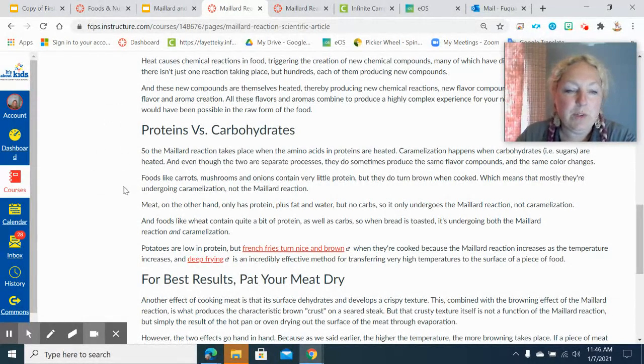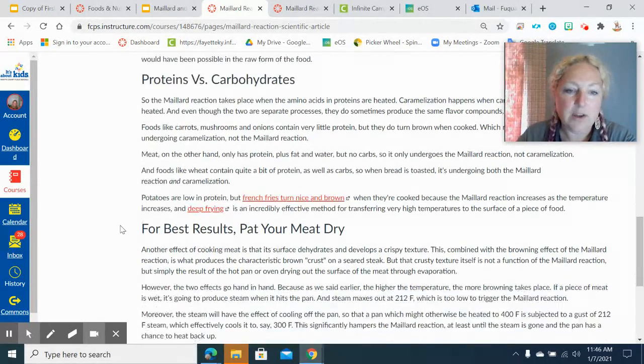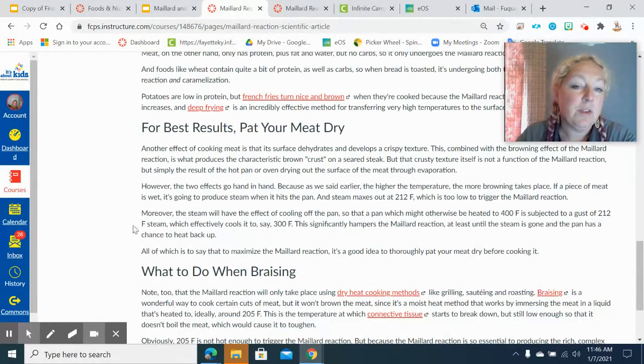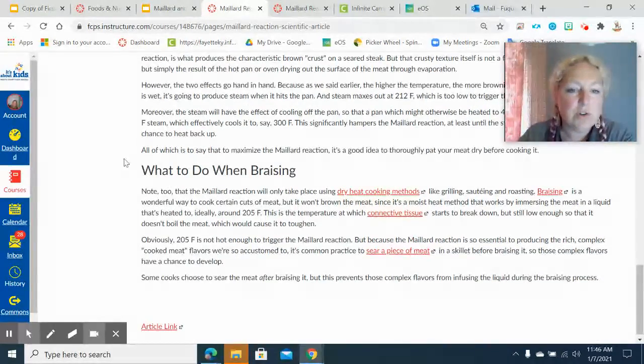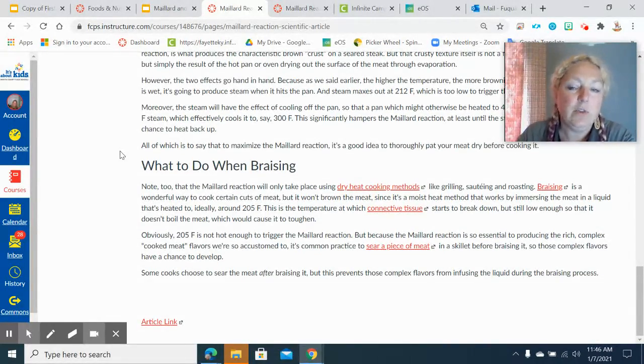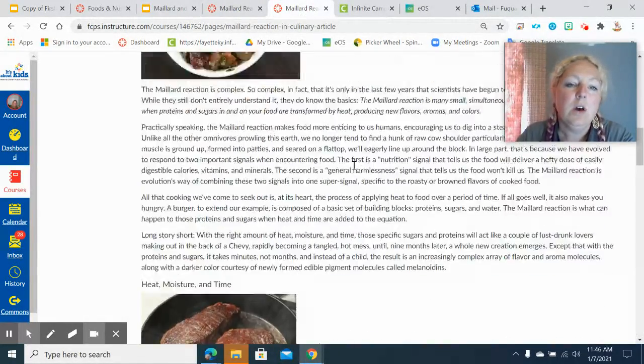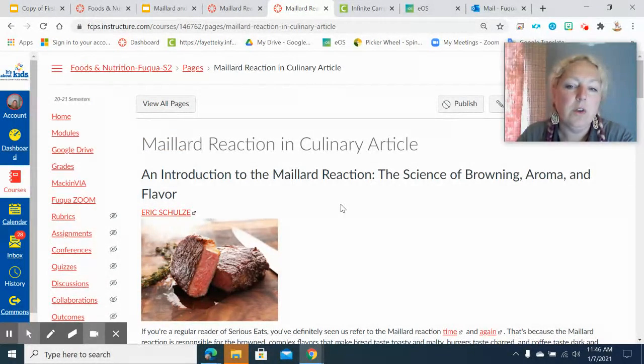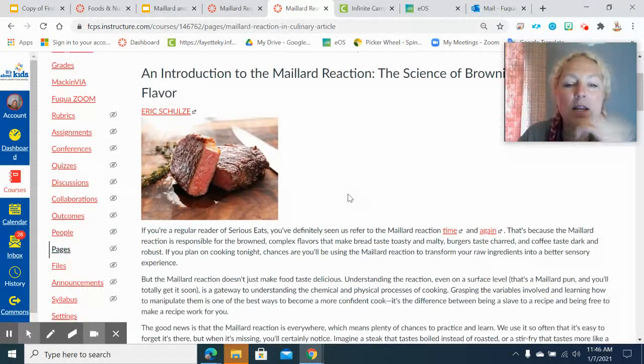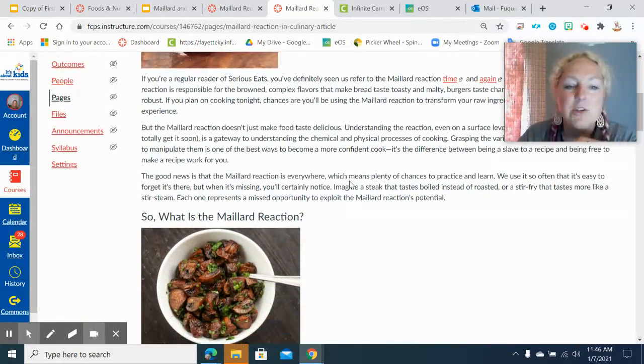If you read through the article here, it breaks that down for you, and it breaks some food items down. One of the other things it talks about is patting your meat dry and controlling that moisture, and then what to do with braising. I'm not going to read that article to you. I am going to flip over. There's a second article specifically called the Maillard reaction in culinary. I have titled these, one is scientific and one is more culinary specific, and it outlines pretty much the same thing that I just covered.